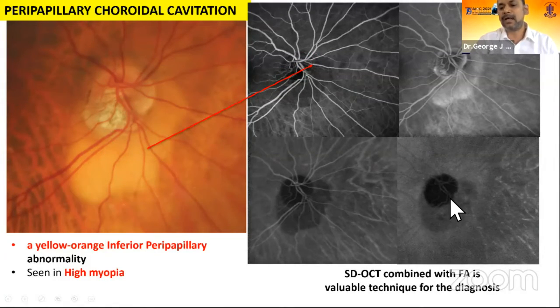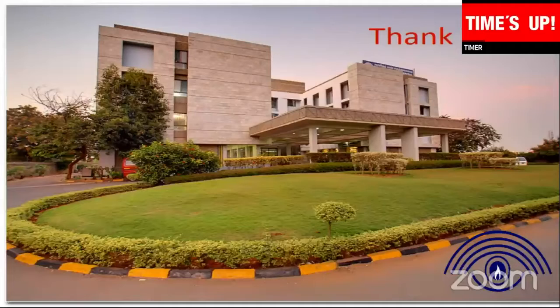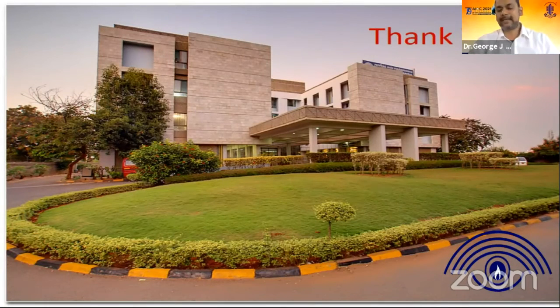It shows all around hypocyanescence during the dye transit. The importance is that a glaucoma-like field defect is seen in choroidal cavitation. So glaucoma has to be ruled out in these high myopic eyes. Rarely it can cause macular detachment and retinoschisis, which may benefit from vitrectomy surgery like in ONH pit that we see. Thank you for your patient listening, and thank you all.